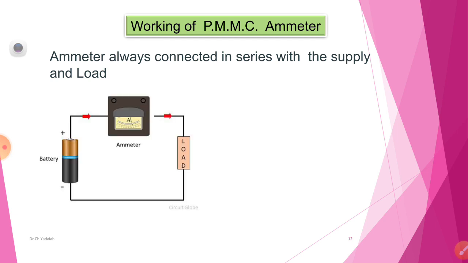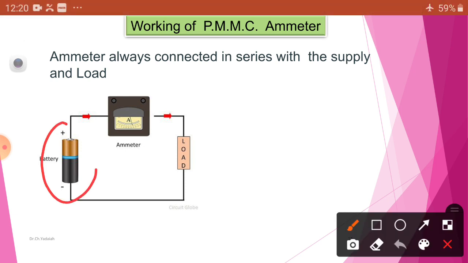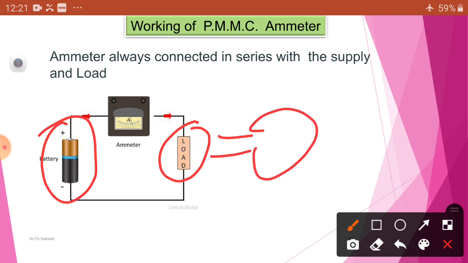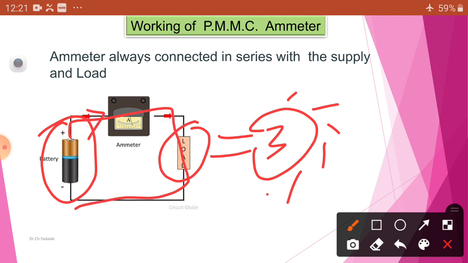Now you can see an example of how the ammeter is connected. This is a source, a battery, for simple explanation. This is a load, for example a bulb. The circuit is closed, so the bulb will glow. The current enters and leaves the meter, and inside there is a mechanism that we have seen previously.